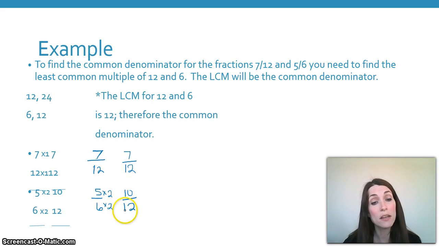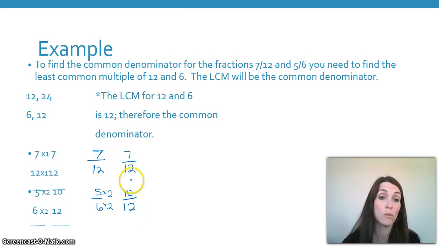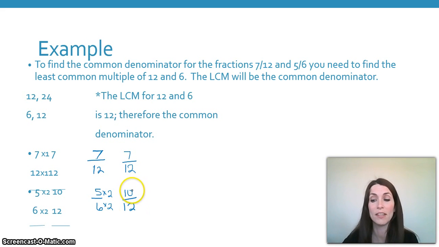We have just created an equivalent fraction. 5/6 is equivalent to 10/12. But now we have both of our fractions that we need to work with that have the same common denominator. Now we'd be ready to add or subtract or whatever we were asked to do.